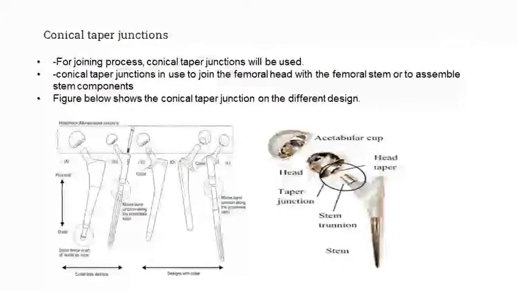For the joining process, conical taper junction will be used. Conical taper junction is used to join the femoral head with the femoral stem or to assemble the stem components. The figure below shows the conical taper junction of different designs.